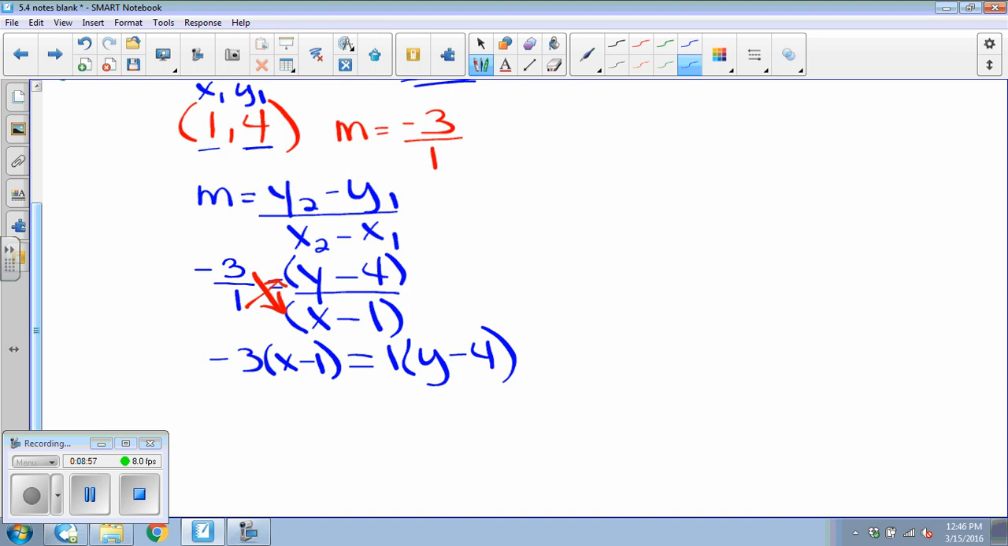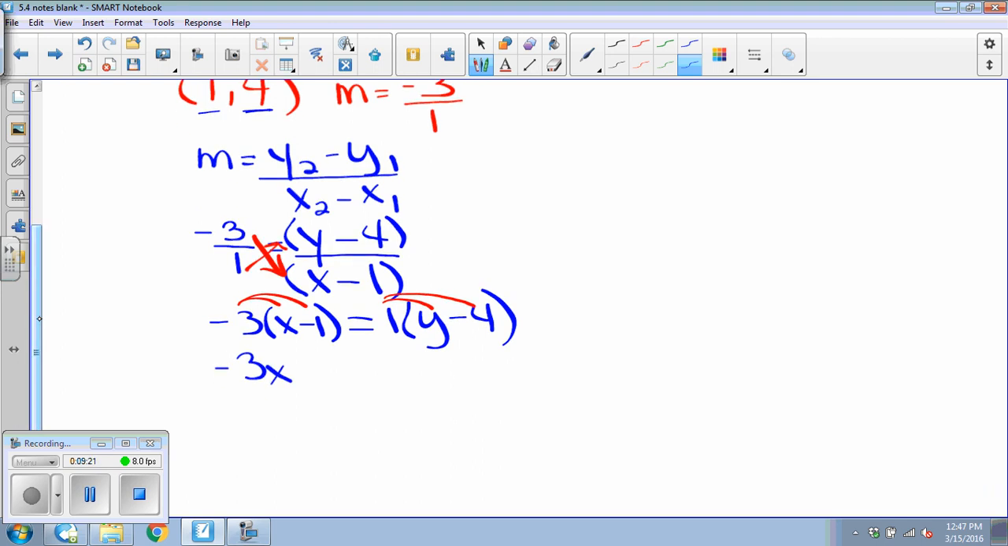These are the exact same steps that we did in the last problem. So now we're going to distribute on both sides and get y by itself. So we multiply both of these by negative 3 and both of those by 1. But you'll start to recognize that when you look right here and you say 1 times this, well, that's just itself. Okay? So negative 3x, what? Plus 3, because it's negative 3 times negative 1, equals y minus 4.